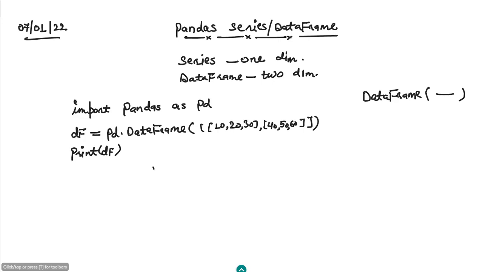The output will be two rows and three columns, that is rows 0, 1, and columns 0, 1, 2, in which at position 0, 0 is 10, 0, 1 is 20, 0, 2 is 30, and in the second row 1, 0 is 40, 1, 1 is 50, and 1, 2 is 60.